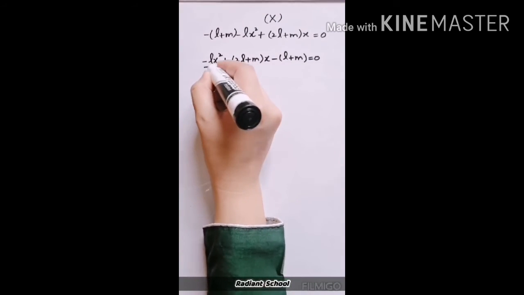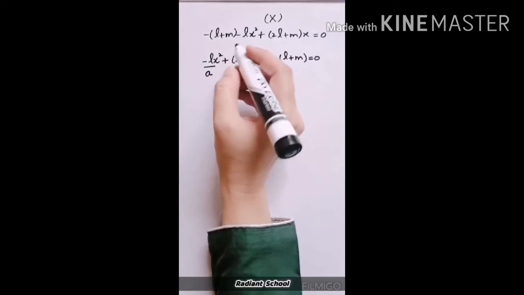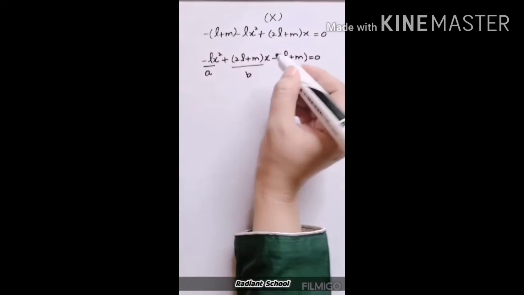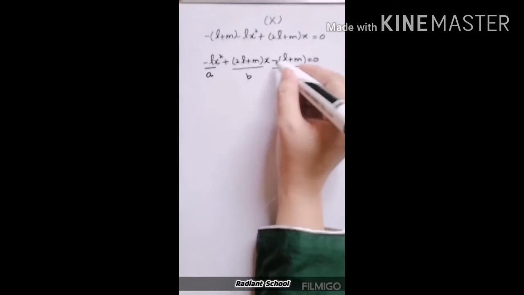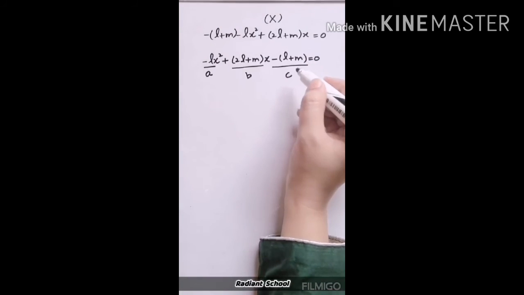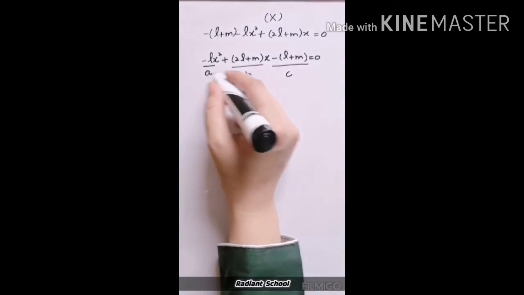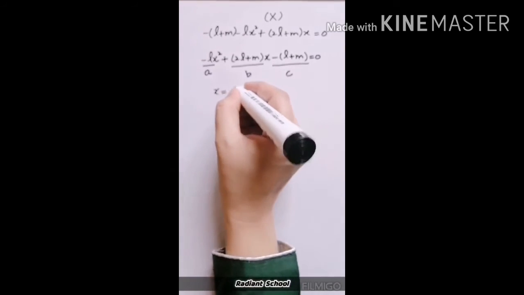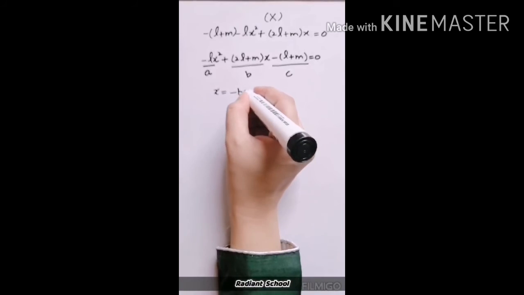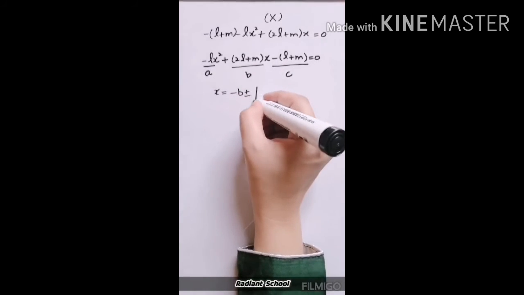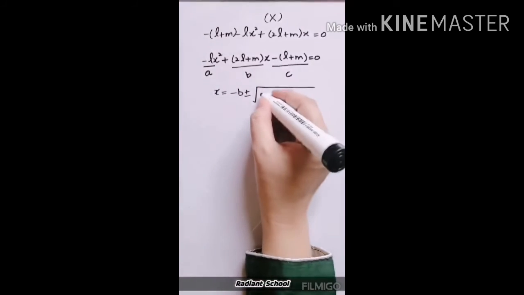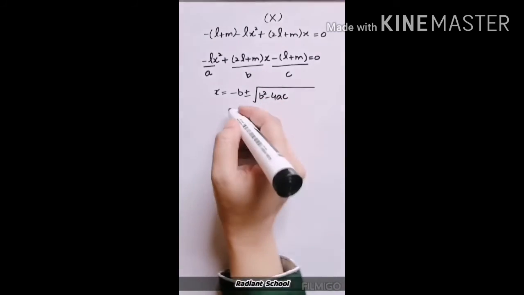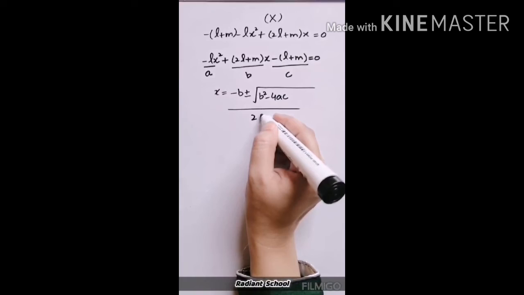As you are familiar, the coefficient of x square is the value of a, the coefficient of x is the value of b, and the constant with the sign plus minus is the value of c. And in this equation, as the variable involved is x, we will take the formula x equals minus b plus minus square root of b square minus 4ac divided by 2a. Students, you have to learn this formula.